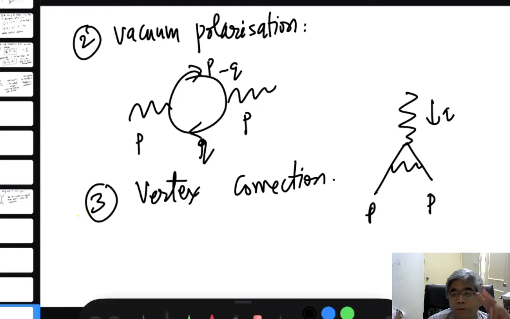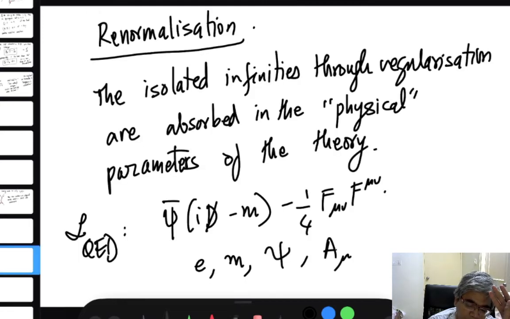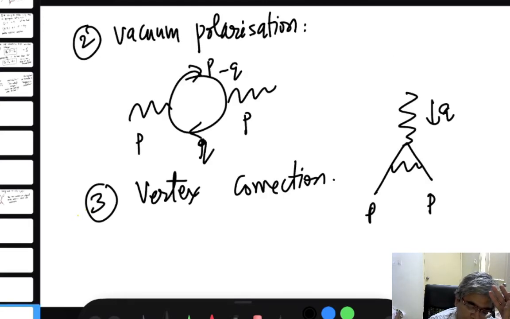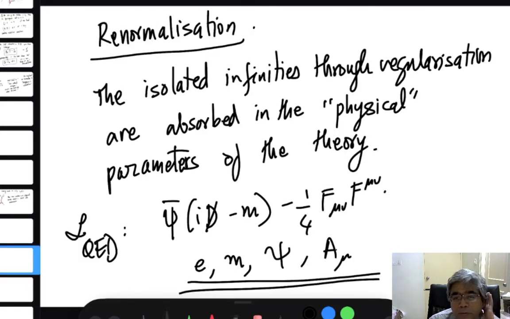So if I absorb the infinities coming from these three diagrams into the parameters, now you have only three infinities and four parameters. So the system is over constrained actually. The four parameters are E, M, psi, and mu. There are four parameters and three infinities. The system is over constrained.